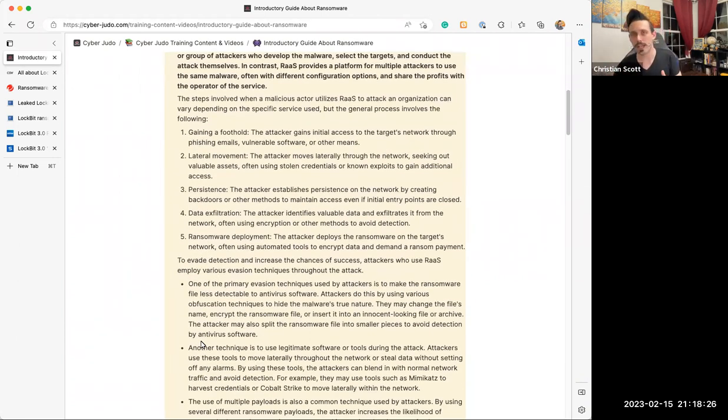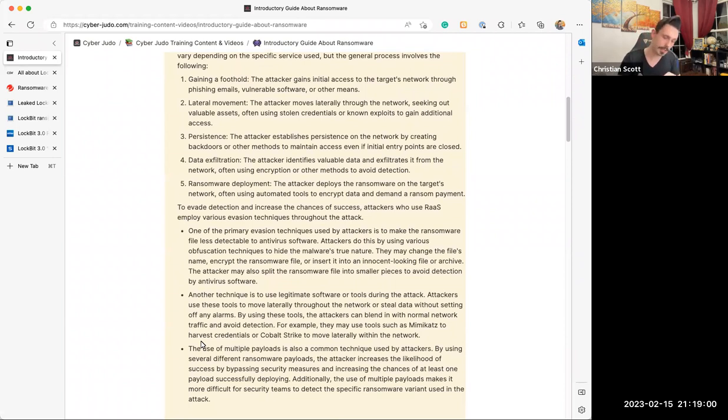One of the things I've been generally asked is, once ransomware gets installed on a system, what happens next? I'm not going to beat a dead horse too much here, but in a nutshell: gaining a foothold on the system, lateral movement, persistence, privilege escalation, data exfiltration is a really important component, and then the ransomware deployment. I don't see a lot of ransomware these days that doesn't implement a data exfiltration mechanism. We're going to talk in just a couple of moments about some of the techniques and tools that blue teams can use to help detect and prevent ransomware attacks, and also investigate them.